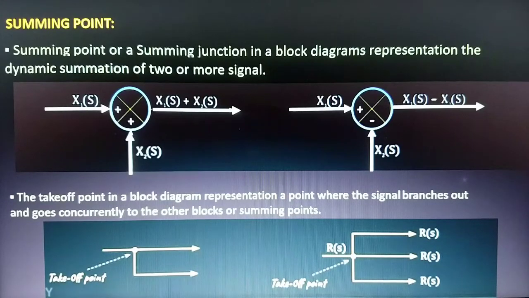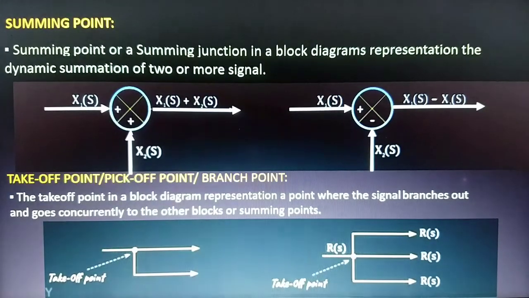I will now discuss the takeoff point. The takeoff point is also called a branch point. The takeoff point in a block diagram representation is a point where the signal branches out and goes concurrently to the other blocks or a summing point. Or we can say that the takeoff point in a block diagram is a point where the signal distributes to several other branches.